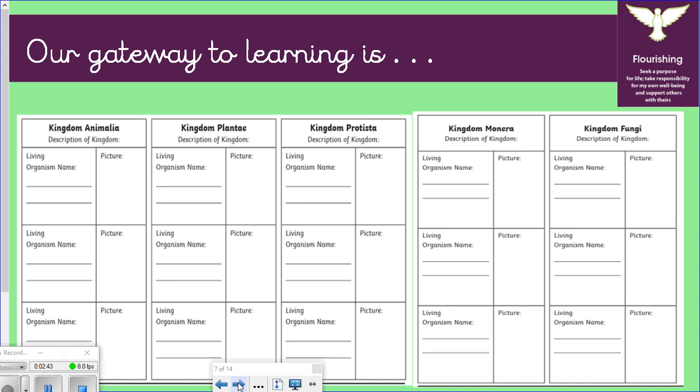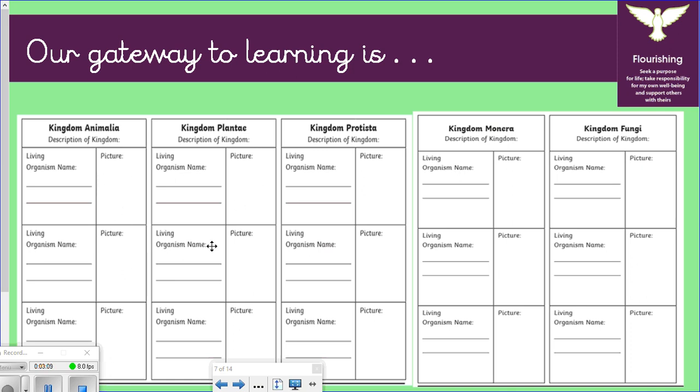Right, what I would like you to do is to use the internet to find 3 living organisms that belong to each of those different kingdoms. Now you can present your findings in a chart like this if you like. So the name of the living organism, 3 of them, and maybe a picture of it.